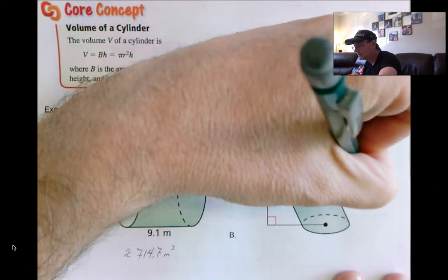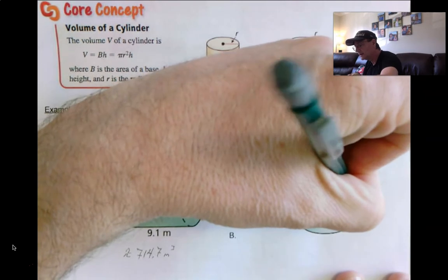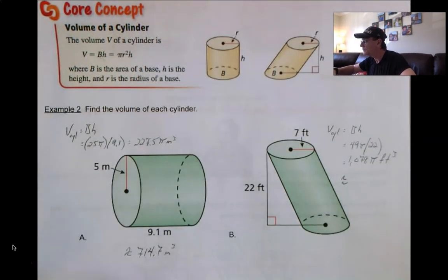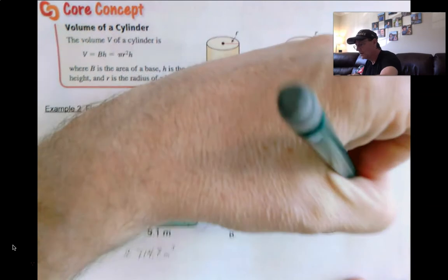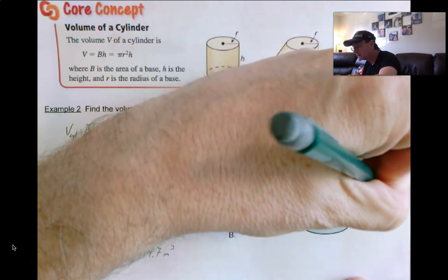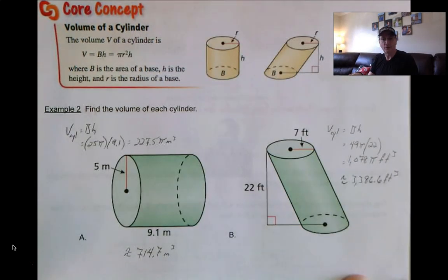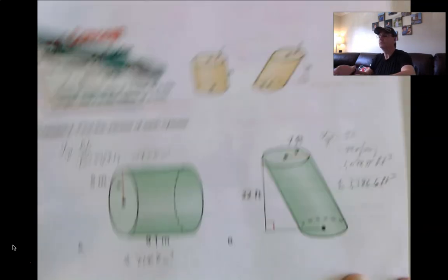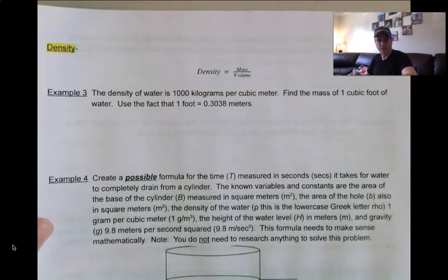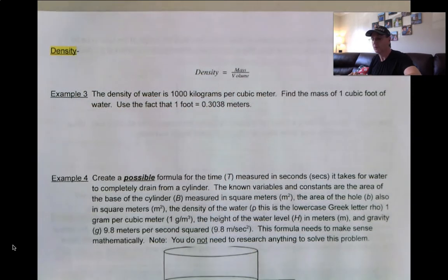equals 1,078 pi cubic feet, or feet cubed, or approximately, multiply that times pi using the pi key, 3,386.6 cubic feet, or feet cubed. That's example 2. Example 3 is going to use this formula for density. Density is equal to mass divided by volume. So we use that in this formula.